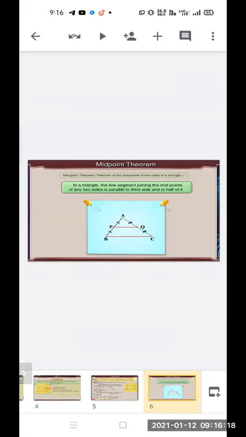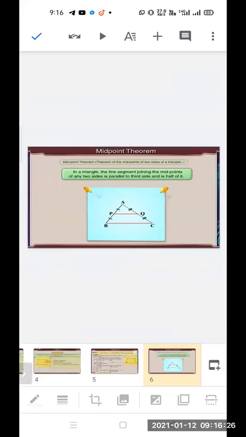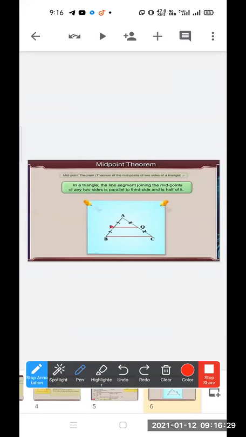So here PQ is parallel to the third side, that is BC, and is half of it. What does it mean, children? In this triangle ABC, PQ is the segment joining the midpoints. P is the midpoint of AB and Q is the midpoint of segment AC. Joining the midpoints of any two sides, which are side AB and side AC, it is parallel to the third side, which here is BC. Means PQ is parallel to the third side BC, and PQ is half of it.